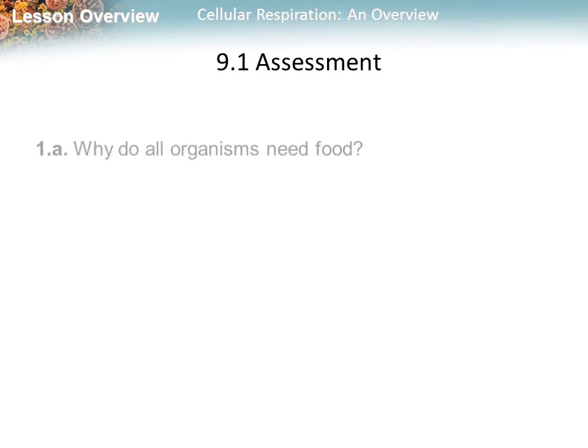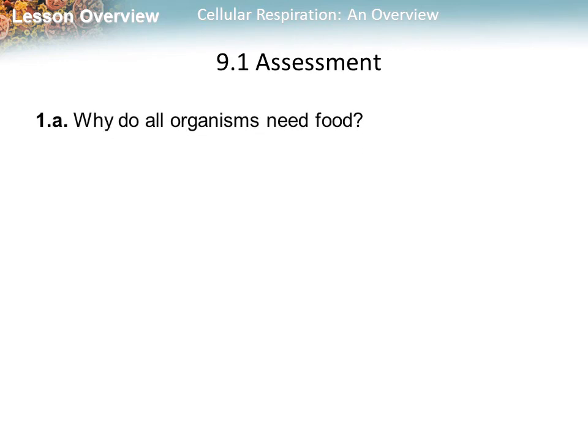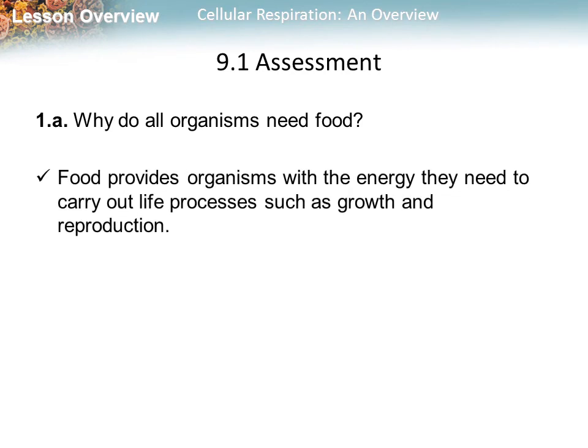We will start from 1A. It says, why do all organisms need food? The answer is, food provides organisms with the energy they need to carry out life processes such as growth and reproduction.